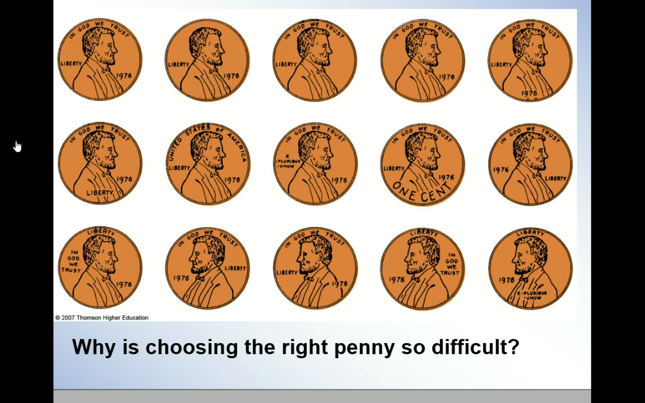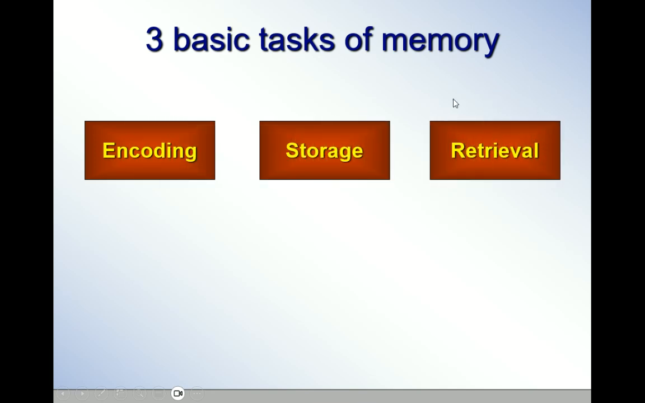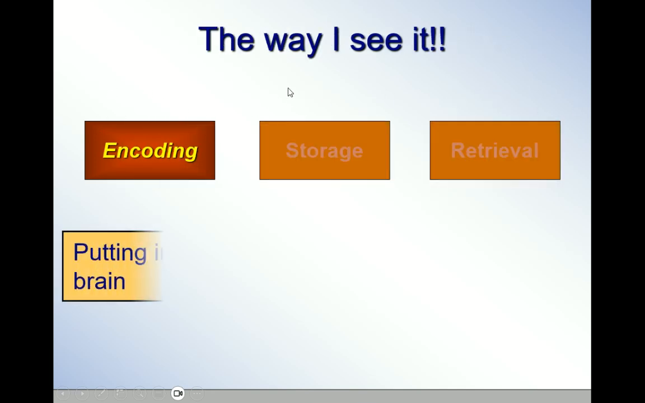When you don't pay attention, then you don't put the info in your brain, you don't encode the information. That's why knowing which one of these pennies is difficult: we don't pay attention, therefore we don't encode it. So motivation has a lot to do with it too. We haven't encoded that information. We haven't put it into our brain. Therefore, we haven't stored that information. And therefore, we cannot retrieve it easily. Retrieval means get it out of your memory. So, most important, I want you to know what encoding is.